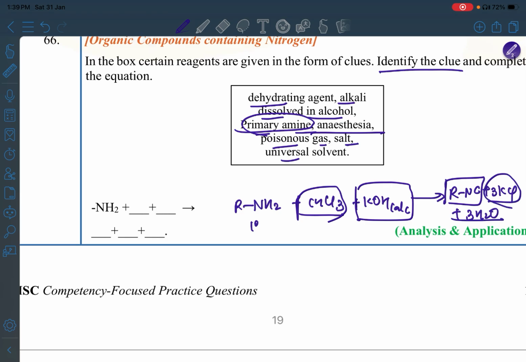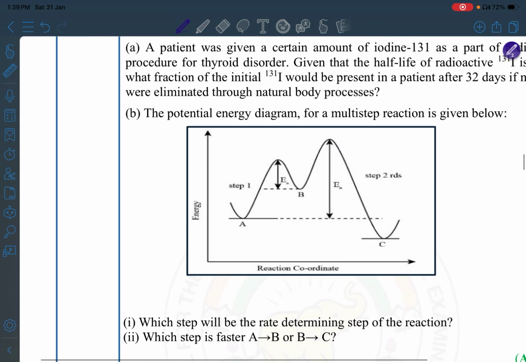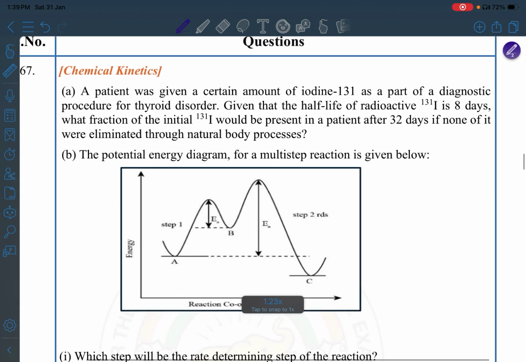So this is the reaction. Then about question number 67: a patient was given a certain amount of iodine-131 as part of a diagnostic procedure for a thyroid disorder, given that the half-life of radioactive iodine-131 is 8 days.